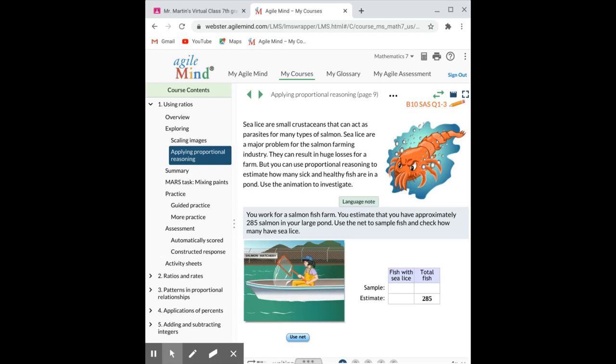So today we are going to be applying proportional reasoning on page 9 of Agile Mind in the computer. In our workbook, which we should have out right now, we're going to be on page 39. Everybody should have their workbook turned to page 39, and we're going to be in block 10. In this block, our main objective today is applying proportional reasoning in a statistical sampling context.